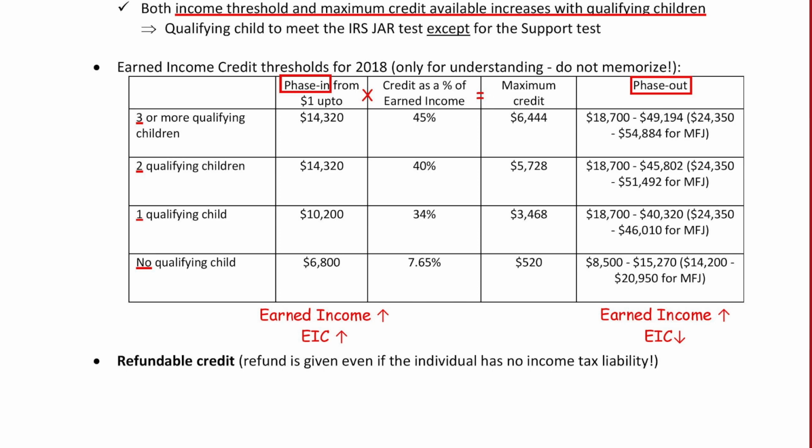So as you can understand, the earned income credit is for individuals and families with low to moderate earned income. Now, they need to have some earned income to be eligible for the earned income credit. But if the earned income is beyond certain thresholds, the earned income credit reduces. Now, the EIC or the earned income credit is highlight a refundable credit and put a star there. And very interestingly, underline refund is given even if the individual has no income tax liability.